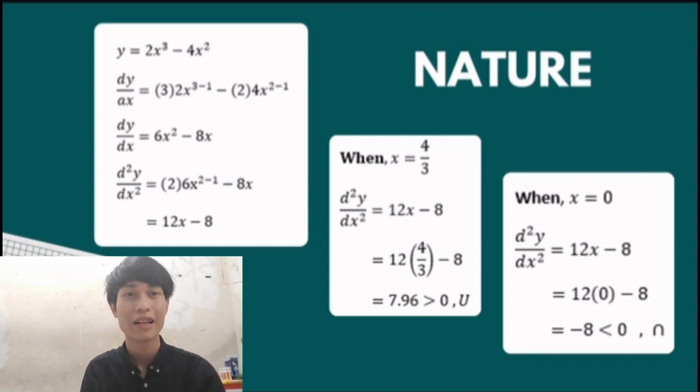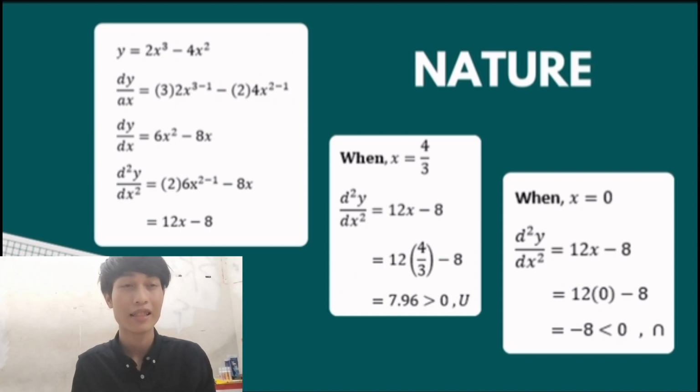Alright, so we already got the first x and the second x from the first step. First, we're going to use 4 over 3. We use the answer of the second order, 12x minus 8, and change x to 4 over 3. So we get 12 multiplied by 4 over 3 minus 8. The final answer will be 7.96, and it is much larger than 0, so the graph will look like a U.